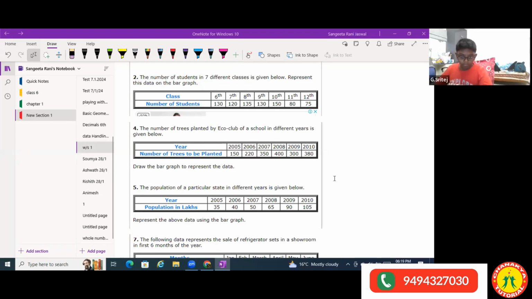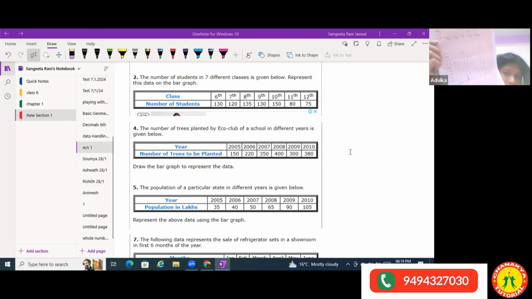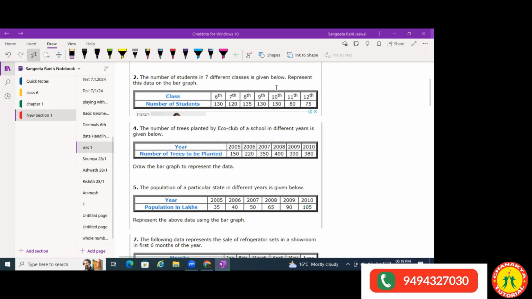Ma'am, can you scroll down? 130, 1 second, let me check. 135. 1, 2, 3, 4, 5, 6, 7. Advika, this is question number 2, no? There should be 7 bars. Okay, ma'am. Never mind. If you don't have space here in your graph, then leave it. Take only 5 entries, or take 6, because there's very little space left.